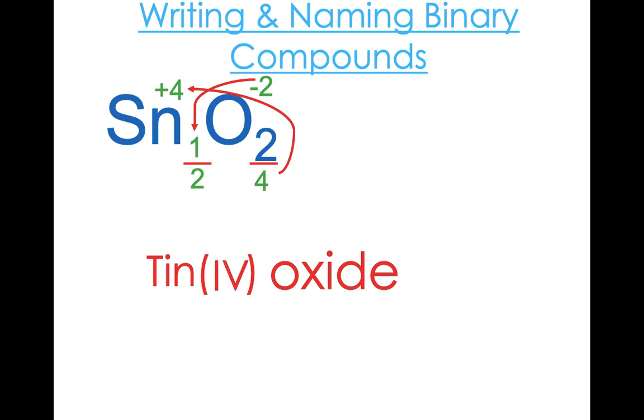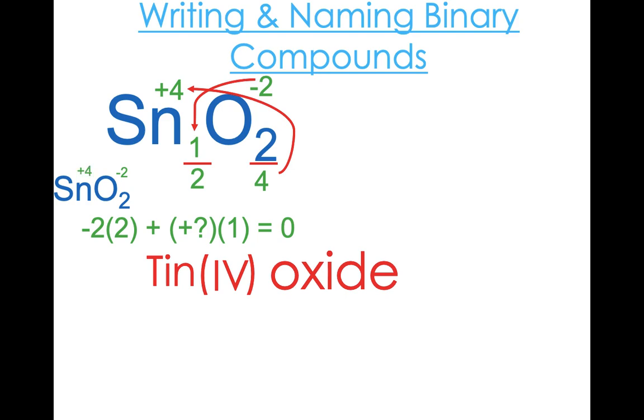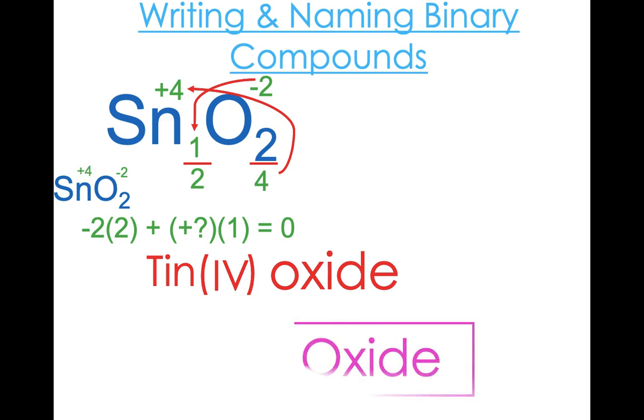Another way you can look at it is mathematically, knowing that your ratio between the tin and the oxygen is a 1-to-2, and that the original charge on the oxygen is a -2. What would 1 have to be multiplied by in order to reach a -4? Well, it would have to be a +4. So that again makes this a tin 4 oxide.